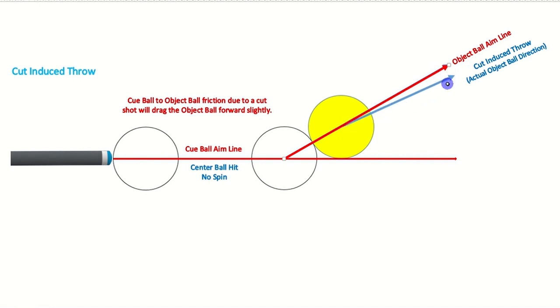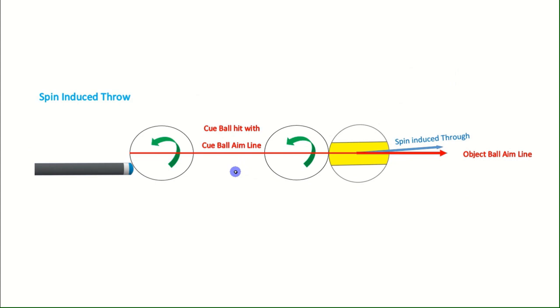A quick way to fix for this problem is to simply aim slightly before the pocket so that your aim line, including the cut-induced throw, ends up pushing the object ball forward to the actual aim line you want. So now we will talk about spin-induced throw.